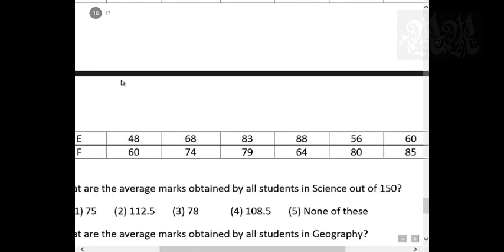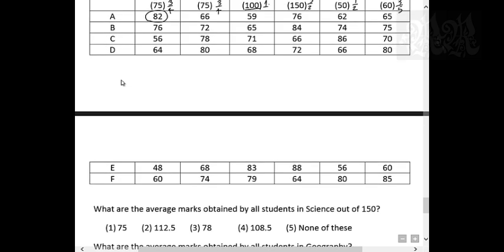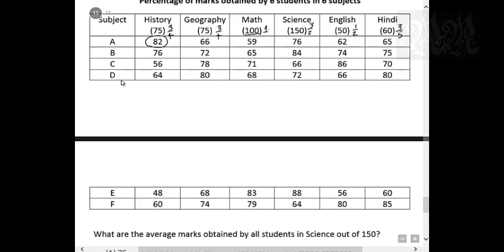The first question: what is the average marks obtained by all students in science out of 150? Average is total divided by n, right? How many students are there? 6. But let's first find the total. Let's not worry about 150 out there. Look at the numbers. 4 and 6 can be merged, giving you 15. Plus 7 and 2. 8 and 2 can be merged, giving you 16. These two are gone. 7 and 6 can be merged, giving you 14. What is 14, 15, 16? 45. So you have 450 total.